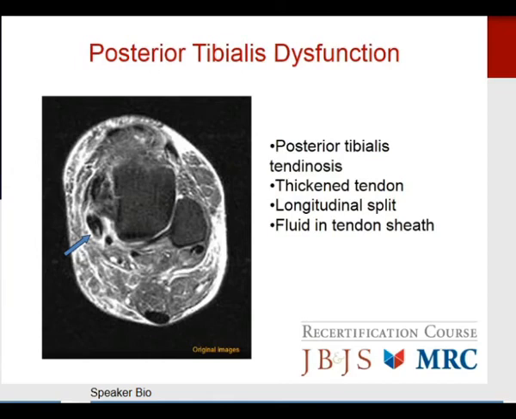Here we see an area of the posterior tibialis tendon which is markedly thickened. We see a longitudinal split within the substance of the tendon. There's surrounding soft tissue changes. We see tenosynovitis of the posterior tibialis tendon sheath, and these findings are indicative of a posterior tibialis tendon dysfunction.